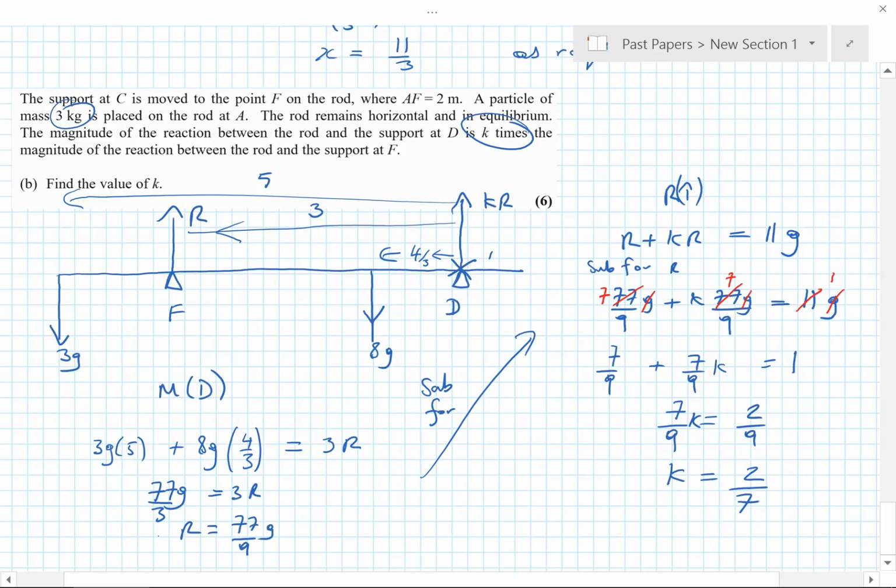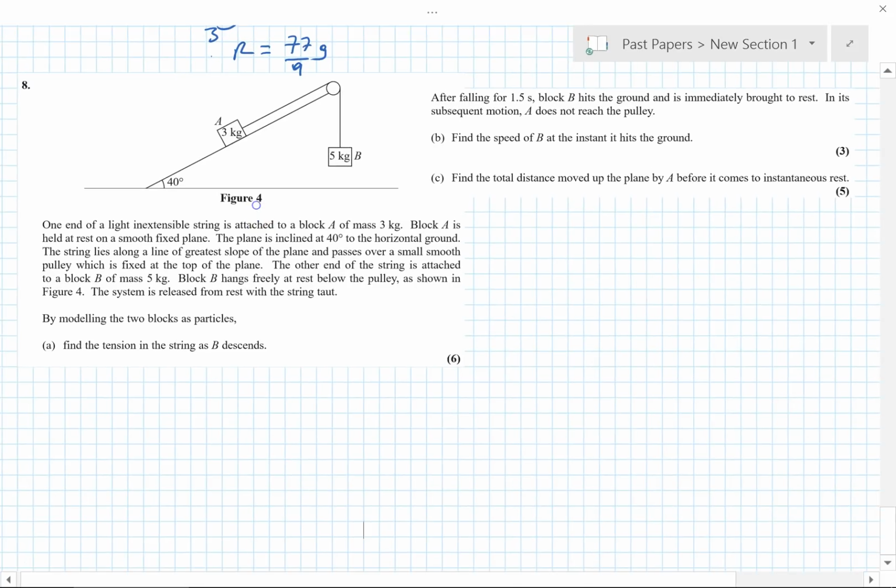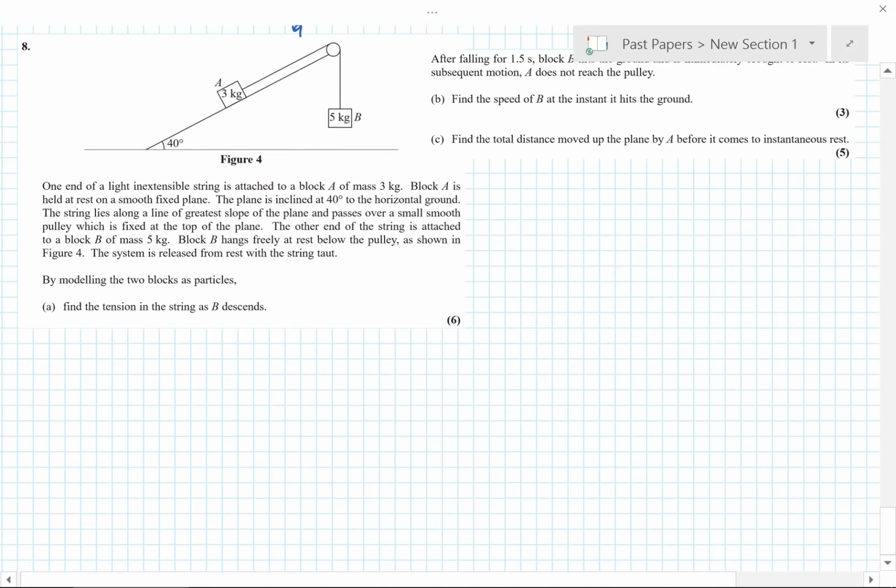Okay, one more question to go. Question 8. Here we have a connected particles question, like we often get in these papers. Right, so let's just put some forces on this diagram. We're smooth, so we don't actually need to work out the reaction force there, and we don't need to work out friction, because there isn't any. There's a tension and a tension there, and there's the angle 40 degrees there.